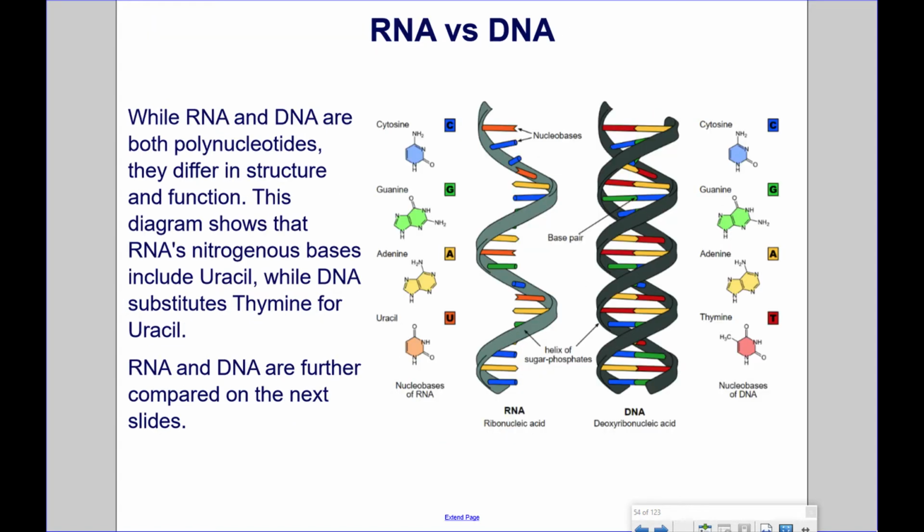RNA versus DNA. While RNA and DNA are both polynucleotides, they differ in structure and function. This diagram shows the RNA's nitrogenous bases include uracil, while DNA substitutes thymine for uracil. RNA and DNA are further compared on the next slides.